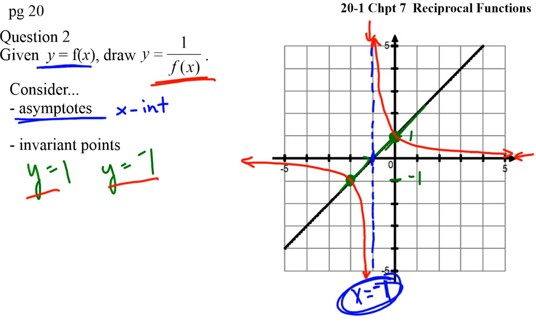We don't even need a function. If we have the graph, we can identify our asymptotes and our invariant points. And that's what we need.